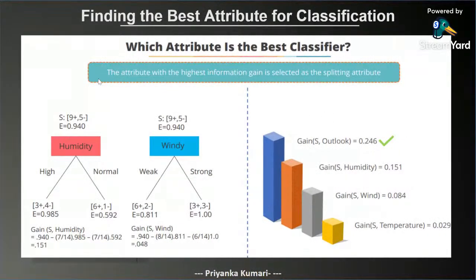So here it is written, as I explained, that the attribute with the highest information gain is selected as the splitting attribute.